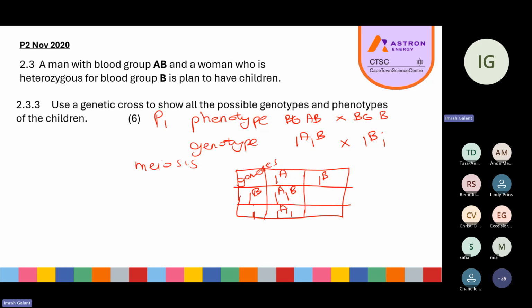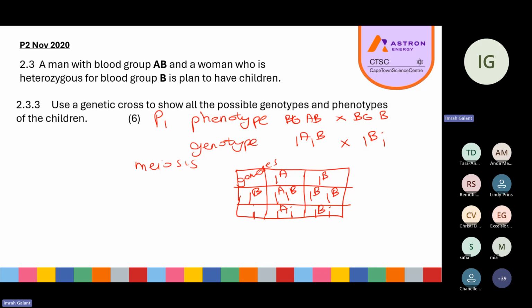And then one of the phenotypes over there would be blood group A. Then we're going to cross allele B with this allele B over here. Then you're going to have blood group B as well. Then we're going to cross blood group B over there with blood group I or blood group O. And then you're going to have completely dominant blood group B.